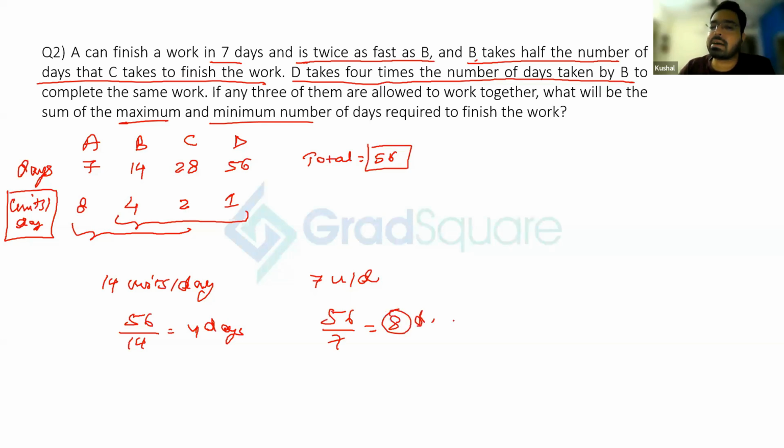Correct? So what is going to be the sum of these two values? 8 plus 4, that turns out to be 12. That should be the answer. Most of you had given me the correct answer. That's absolutely lovely to see.